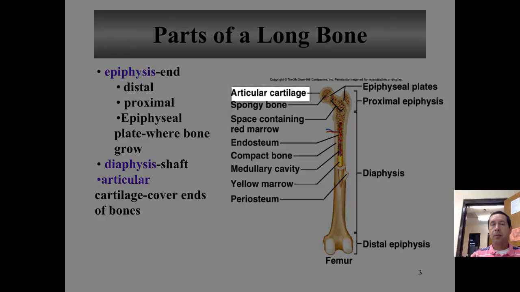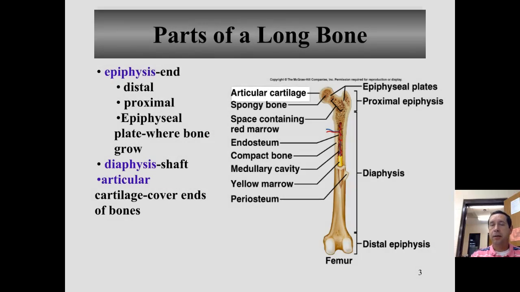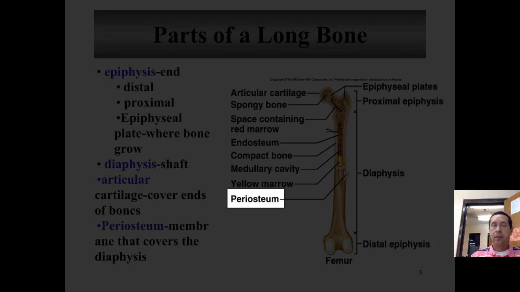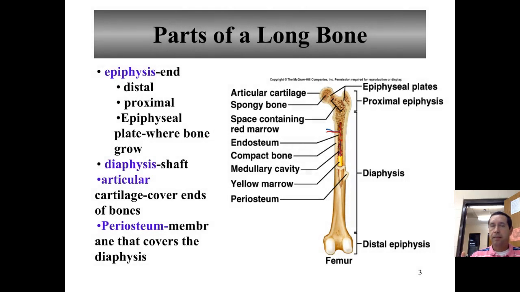The ends of the bone where they form a joint are covered in articular cartilage, which is hyaline cartilage, and it's there to protect the bones in the joint so the bones don't rub against each other. And then in living bone, there's the periosteum, which is a membrane that covers the diaphysis, and it has blood vessels and things that supply the bone. Remember, bone is living tissue.